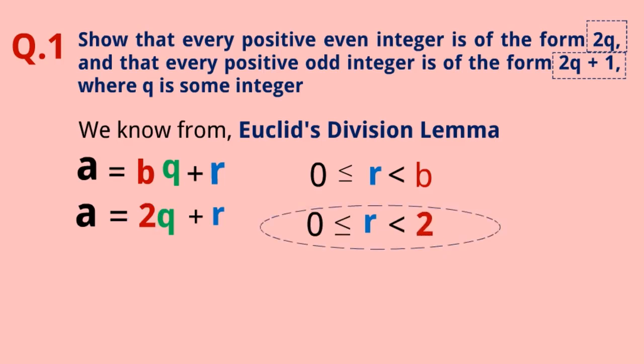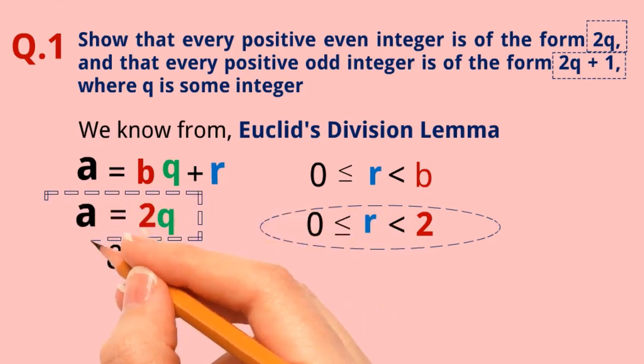How many r values are possible? We know r should not be any decimal number. 2 values are possible. One is 0 and another one is 1. So a can be written as 2q plus 0 and 2q plus 1. So 2q plus 0 means 2q, and 2q plus 1. So a can be written as 2q and 2q plus 1.